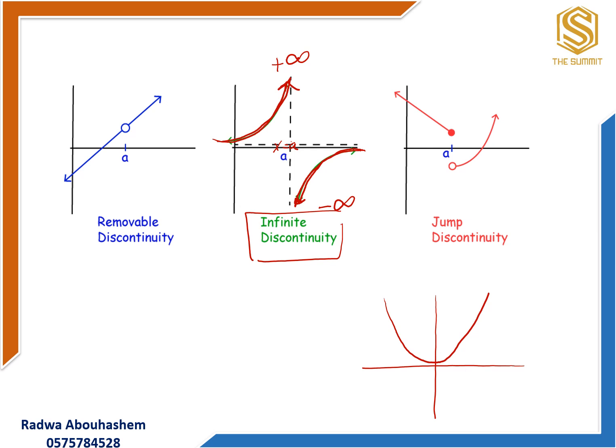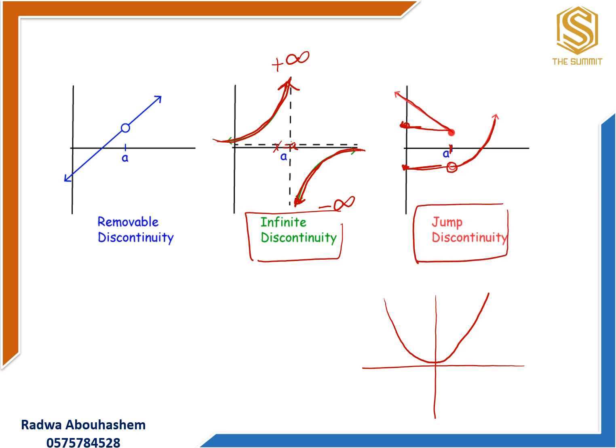Here, for example, in the jump discontinuity, you have this graph as x approaches a. Let's see, from the right and from the left. From the right, here's the value, and here's from the left. Different values. So this is a jump discontinuity.